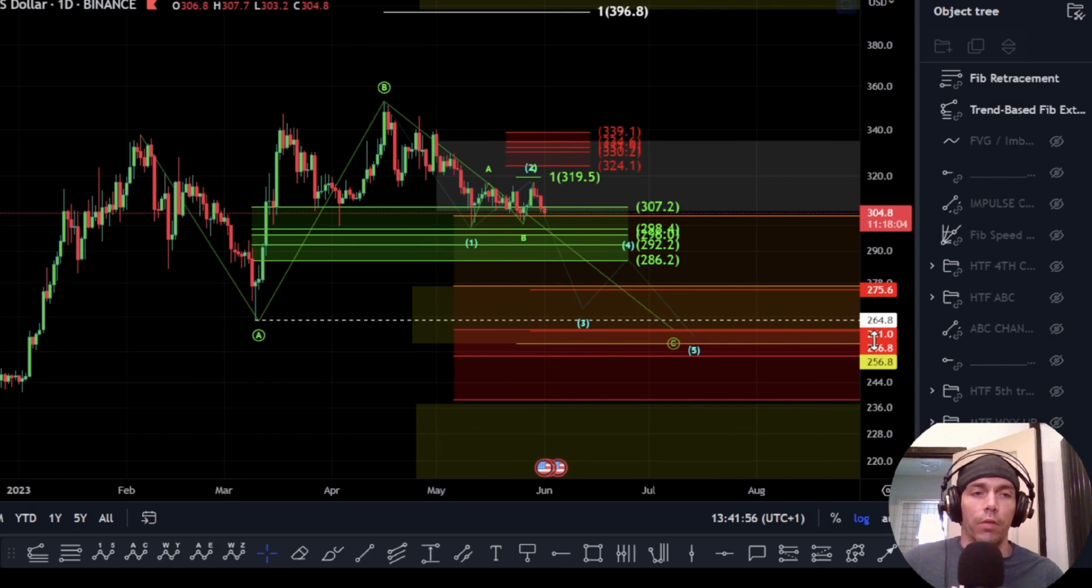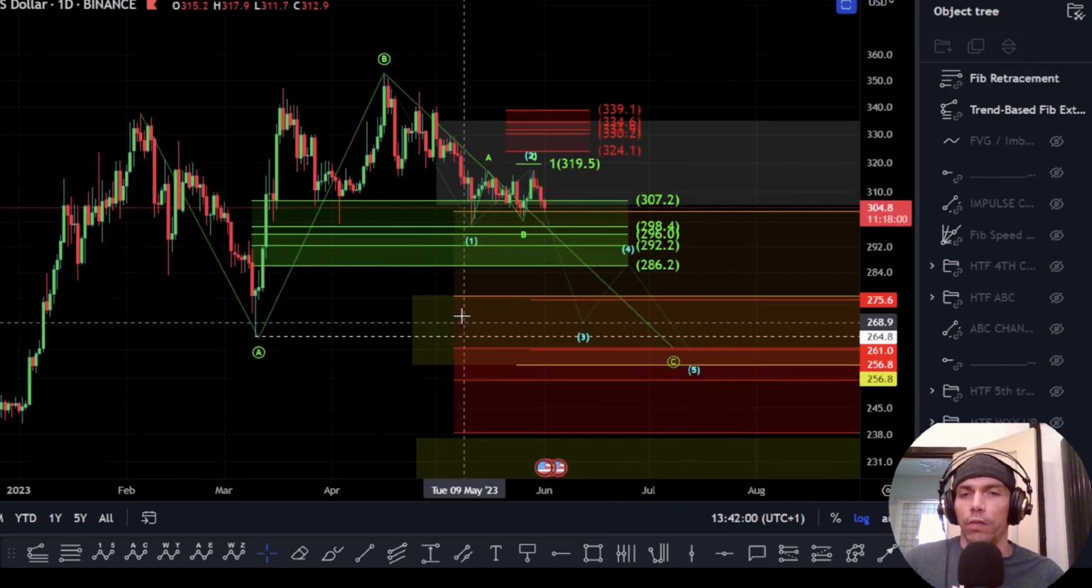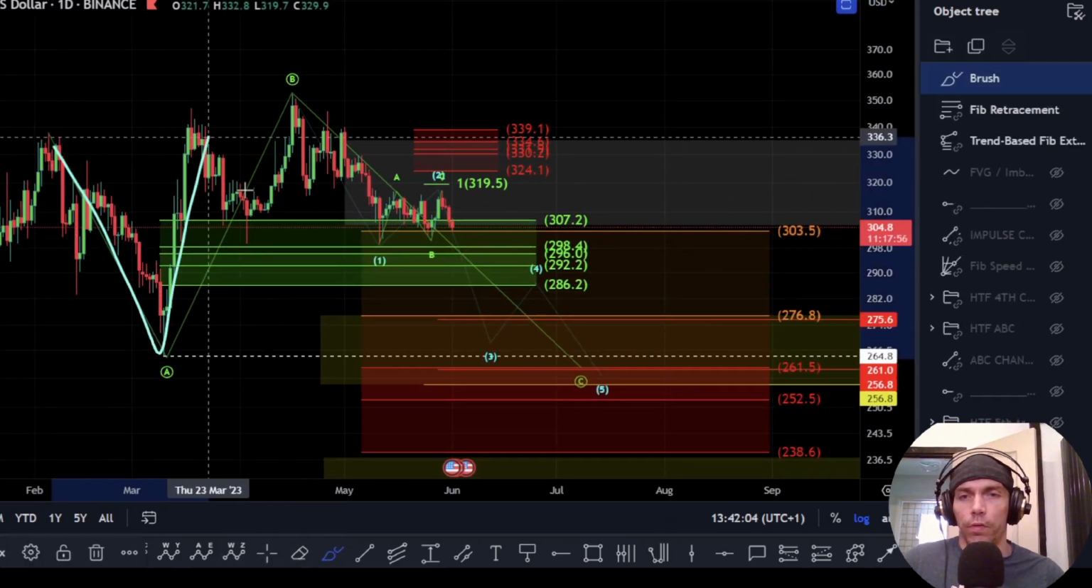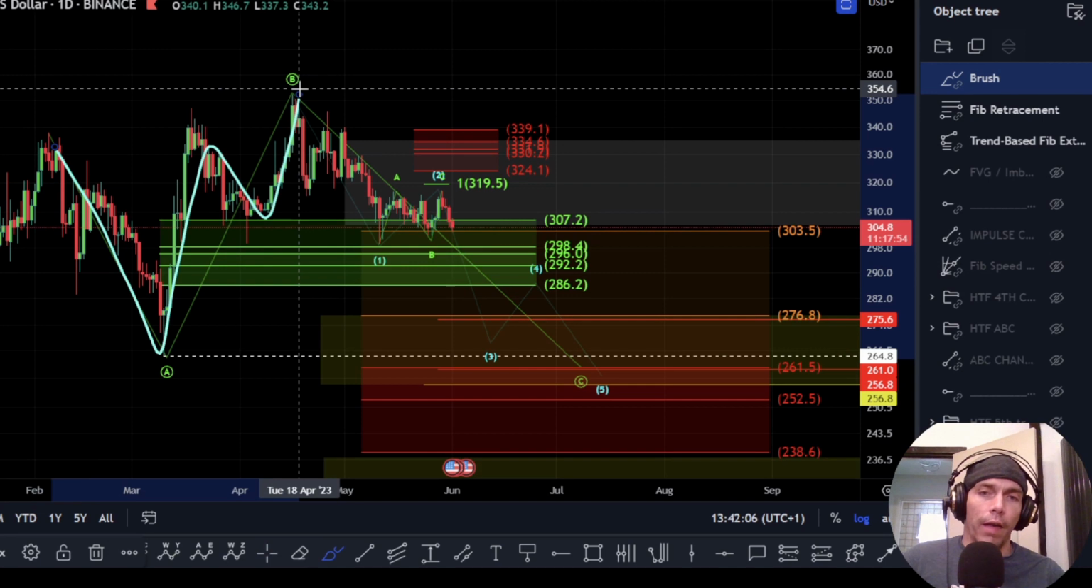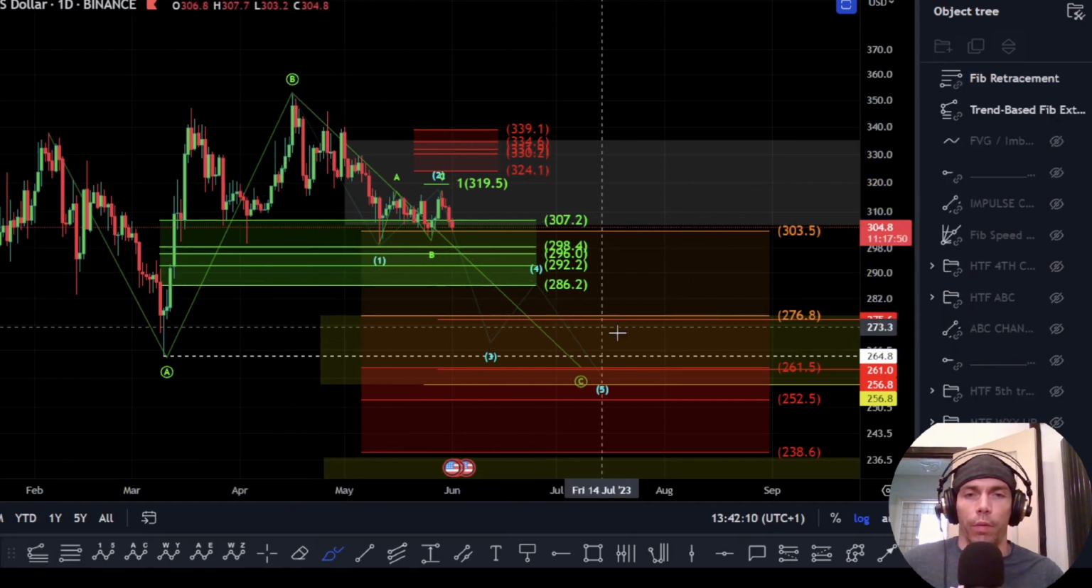So what I'm keeping an eye out on here is if we do get a bigger 5-wave move to the downside, what we could see is a C wave play out here, where we have this as an A wave, this is a 3-wave move up for a B, and then basically what we're looking for is continuation to the downside in a 5-wave sequence.